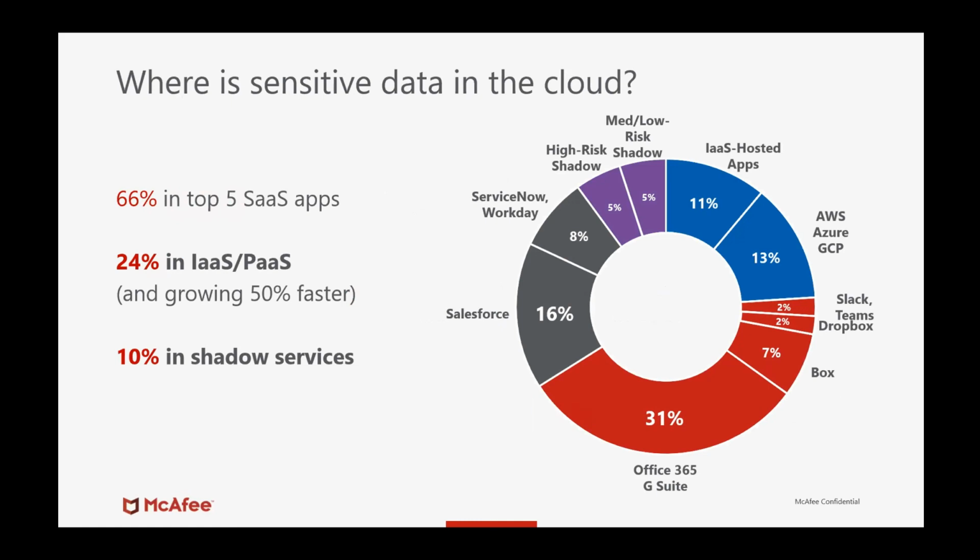Again, we see that nearly 66% is in the top SaaS and 24% is in the IaaS and PaaS, because as you build out more and more custom applications on IaaS platforms, or take a platform and build your own application layer on top of it, data becomes that much more the responsibility of the organization to protect. And there's about 24% of data that we see is sensitive in nature in that.